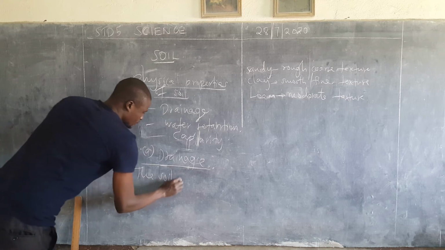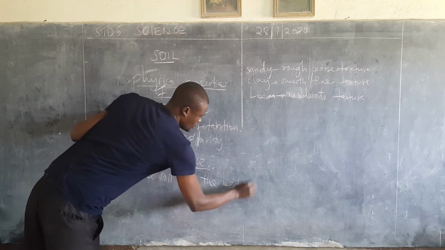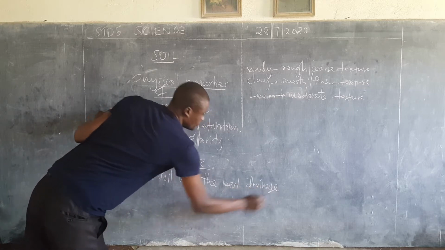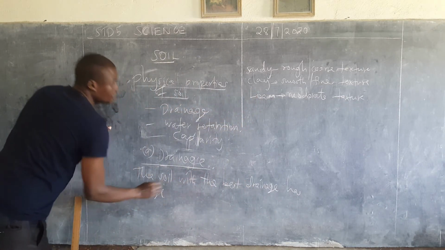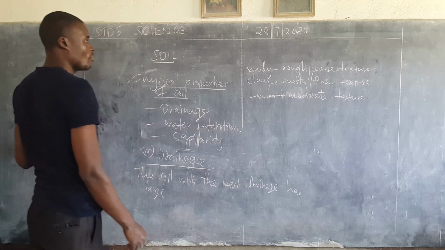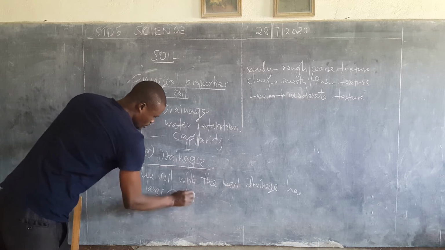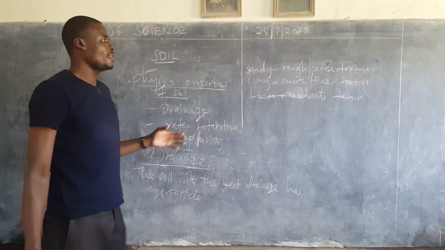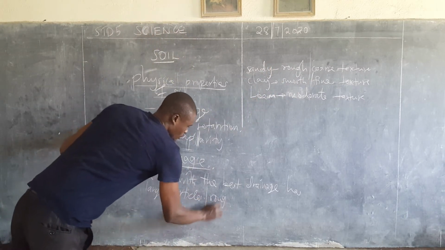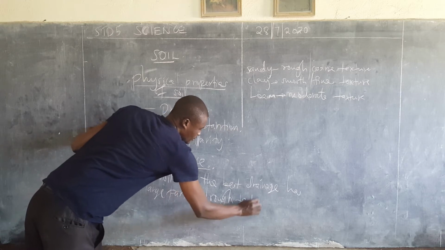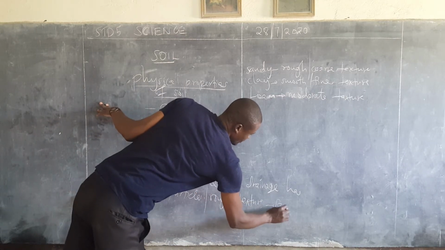The soil with the best drainage has large, or you can talk of rough, it has large particles, or you can say it has rough or coarse texture. Rough texture. So meaning the soil with the best drainage is normally sandy.